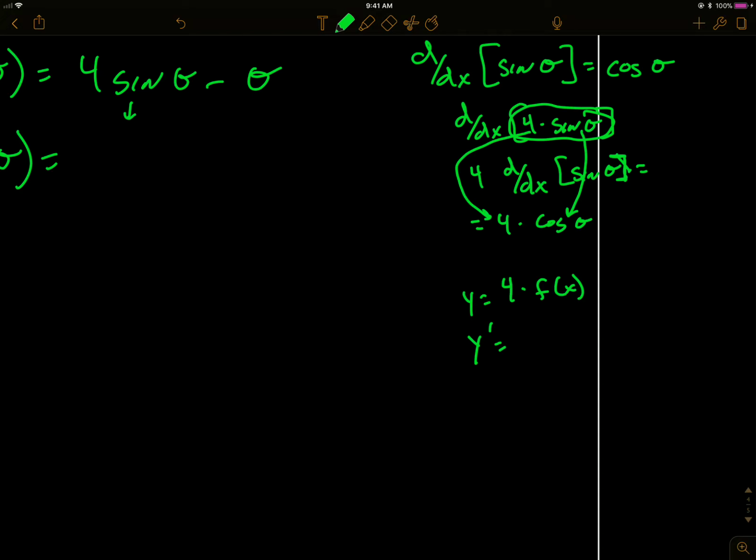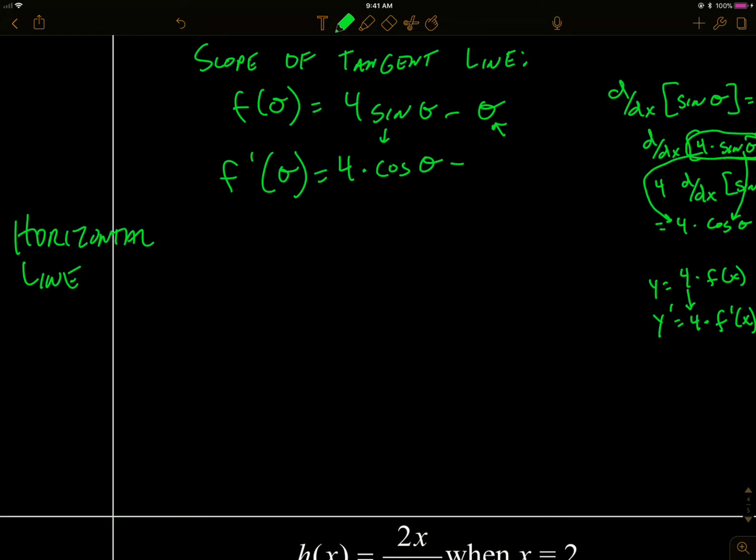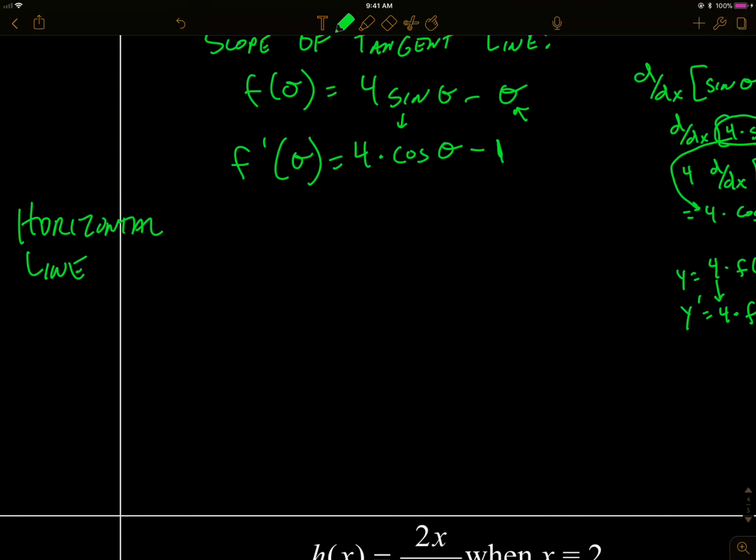The derivative of sine of theta is cosine of theta minus, now theta is just like your x. So if my function was negative x, my derivative would be negative 1, because it's just a line with a slope of negative 1. So that's my derivative. Now to find the slope of the tangent line, I've got to plug pi over 2 in there. So cosine of pi over 2 is 0, so the slope of my tangent line is negative 1.